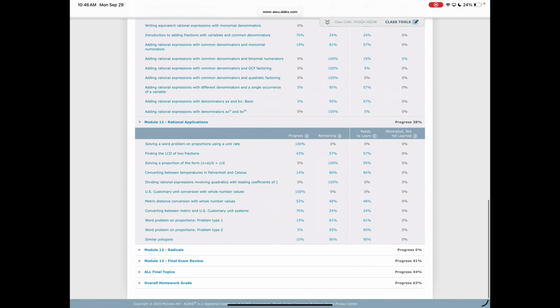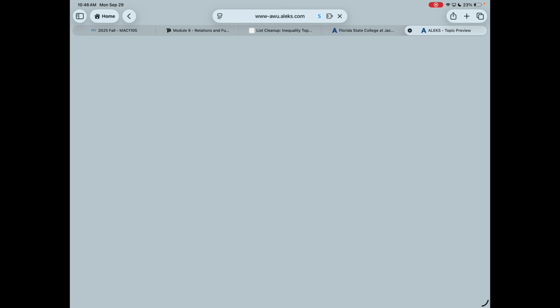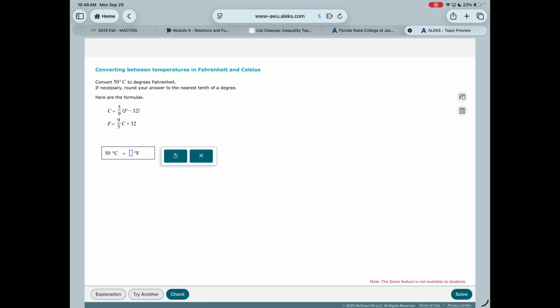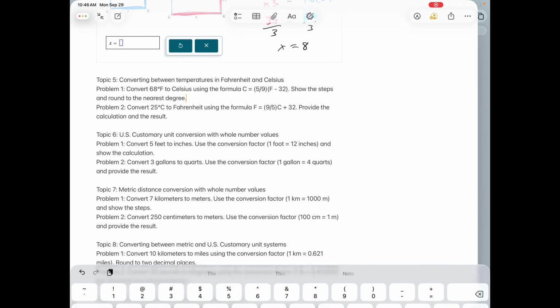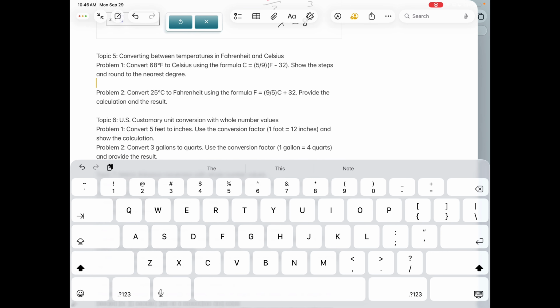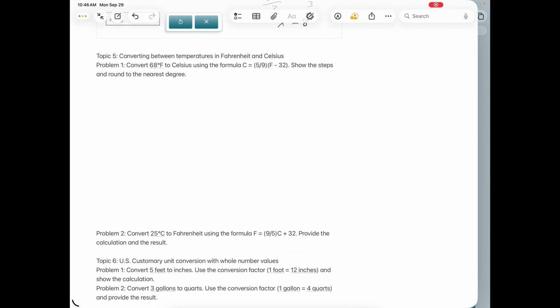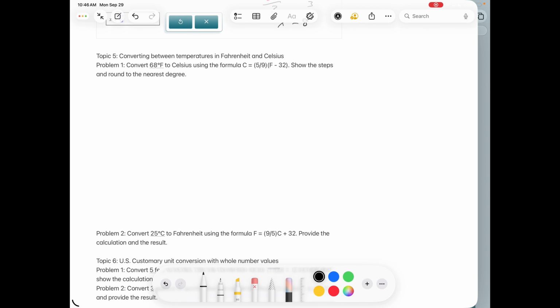All right, only a couple more and then we're done. Okay, this is converting between Fahrenheit and Celsius. So if I'm doing 68 degrees Fahrenheit and I want to go to Celsius, I would use this formula right here.